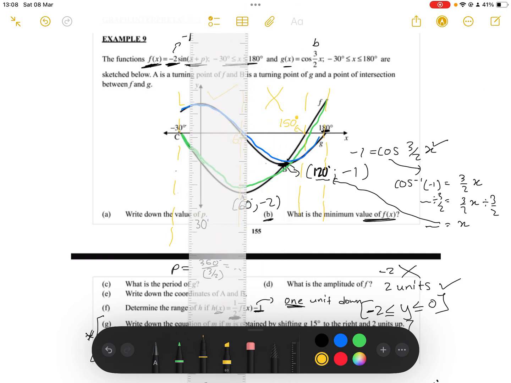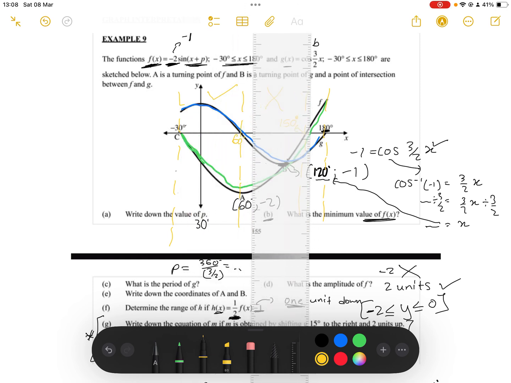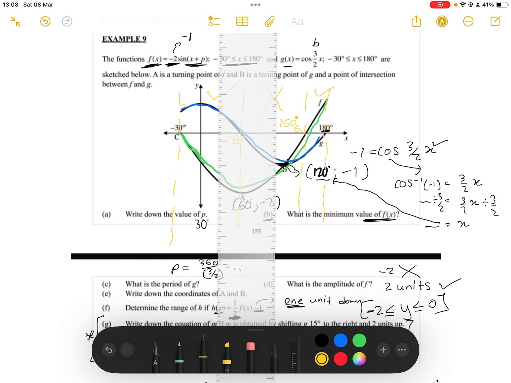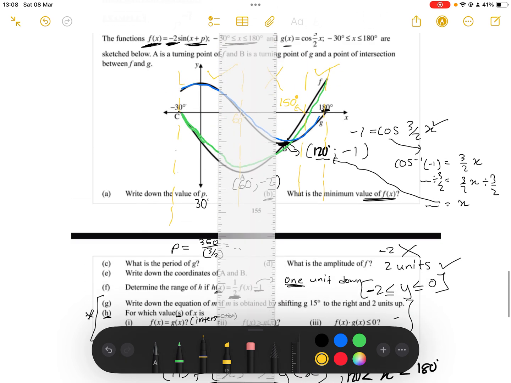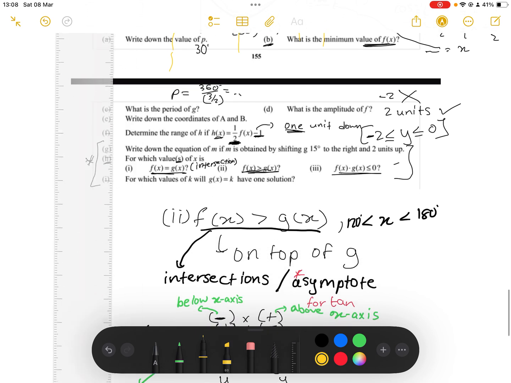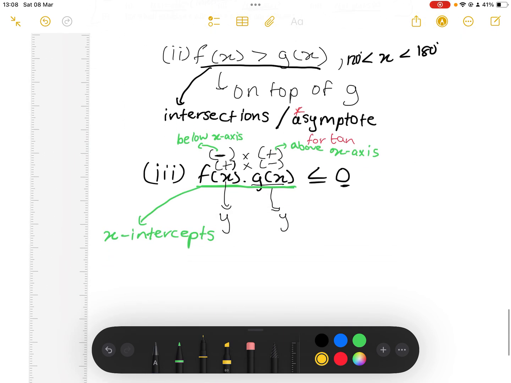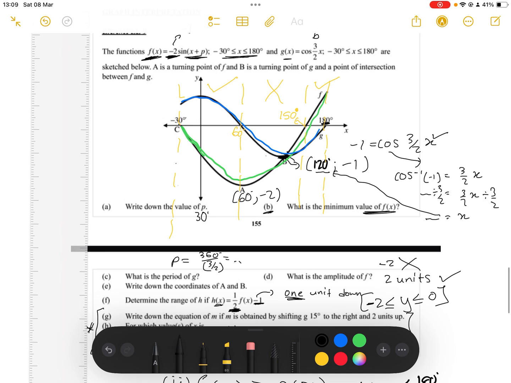because they are both below. But after 150 to 180, you can see that the f graph is on top and the other graph is below. So from 150 to 180 we want the interval. So the intervals that we have, the answers for Roman numeral 2, this is how you're going to write them. Whereby x is greater than or equal to negative 30, but less than or equal to 60.